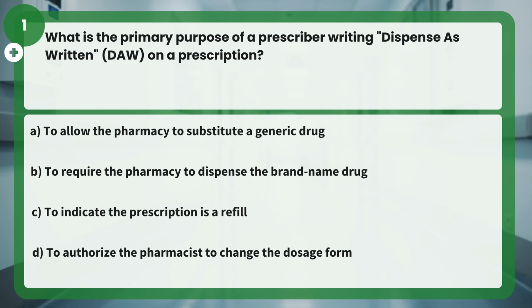Question 1. What is the primary purpose of a prescriber writing dispense as written, DAW, on a prescription? A. To allow the pharmacy to substitute a generic drug. B. To require the pharmacy to dispense the brand name drug. C. To indicate the prescription is a refill. D. To authorize the pharmacist to change the dosage form.